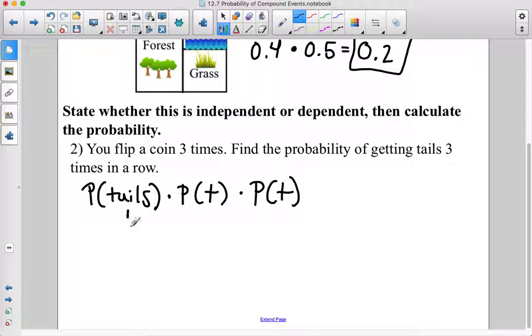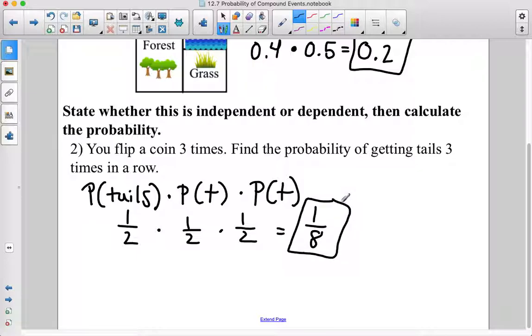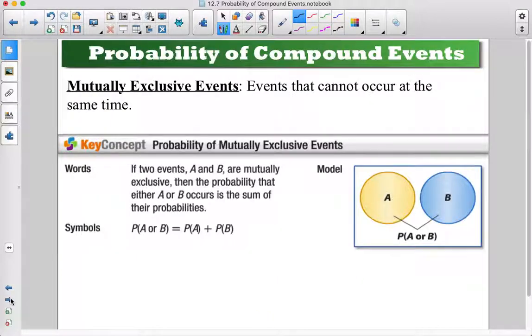And I know there's a 50% chance for each one, 1/2. So I have 1/2 times 1/2 times 1/2, and that's going to turn out to be 1/8. An eighth is about 12%. So it's about a 12% chance that you flip a coin 3 times and get tails 3 times in a row. Actually, the probability of getting heads 3 times in a row would also be 1/8 as well. Okay? So that's the first part.